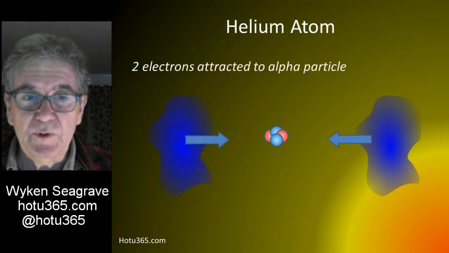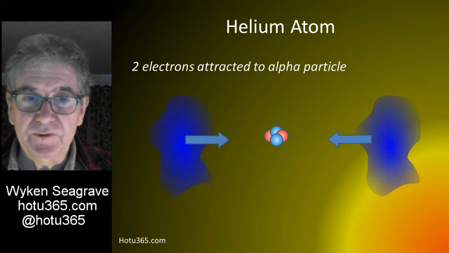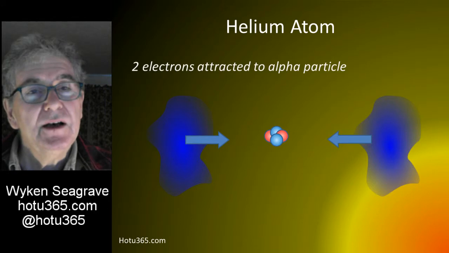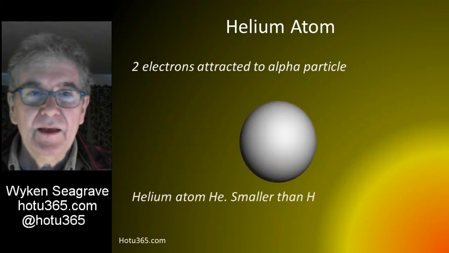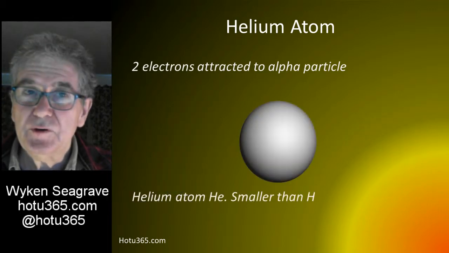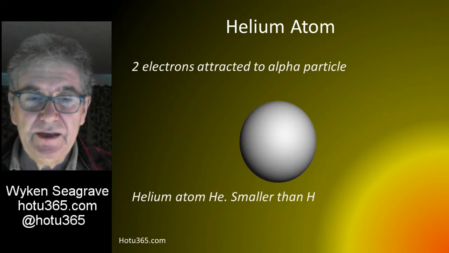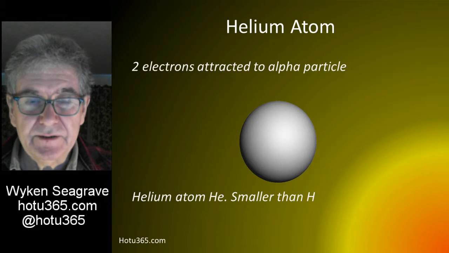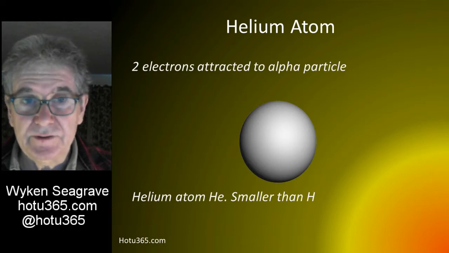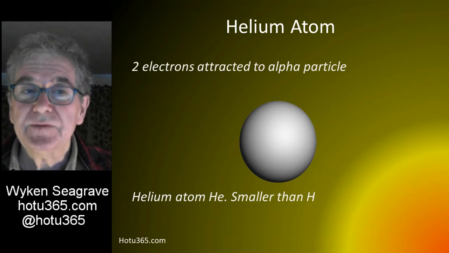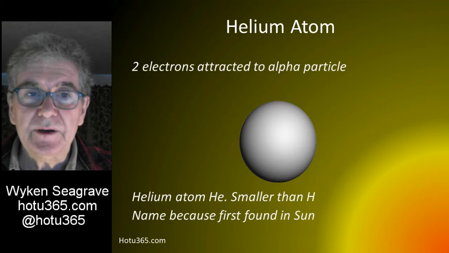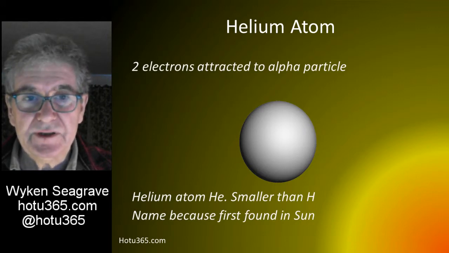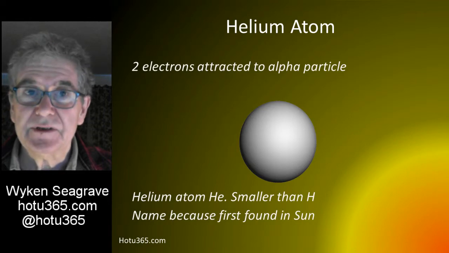Other atoms formed as well. We've already seen that alpha particles were formed from 2 protons and 2 neutrons, and they were therefore able to attract 2 electrons. This formed an atom which we call helium, symbol He. It's slightly smaller than a hydrogen atom because the force of attraction between the electrons in the shell around the outside and the 2 protons in the nucleus in the centre is stronger, so they are pulled in more tightly. The name helium comes because this atom was first identified in the Sun, and the Greek name for Sun is Helios.